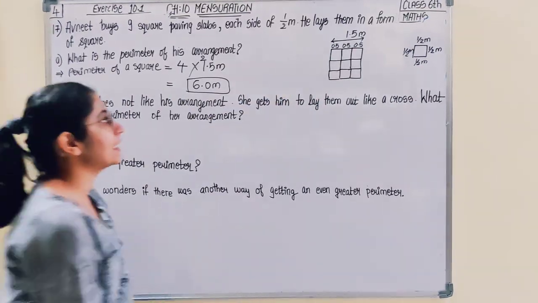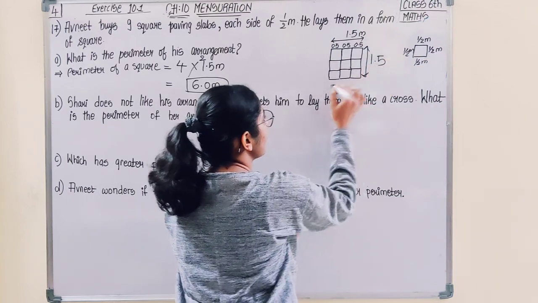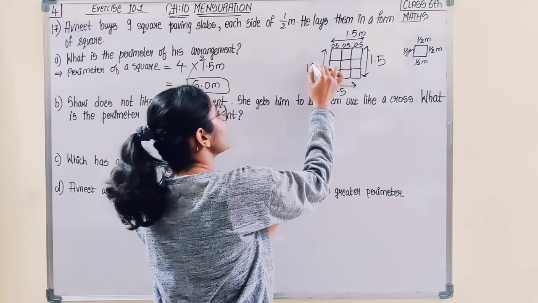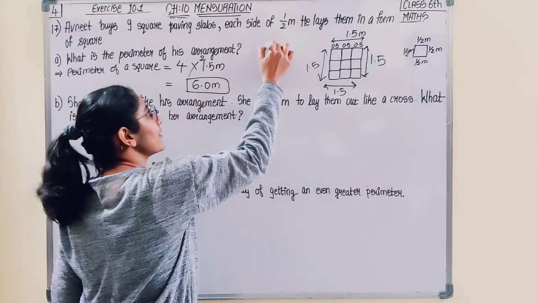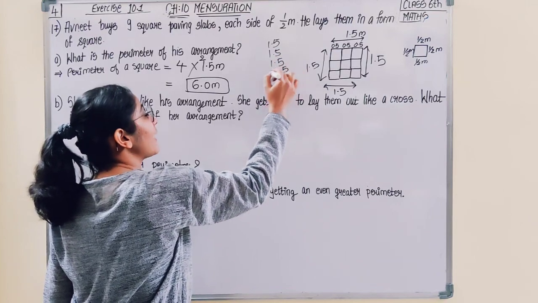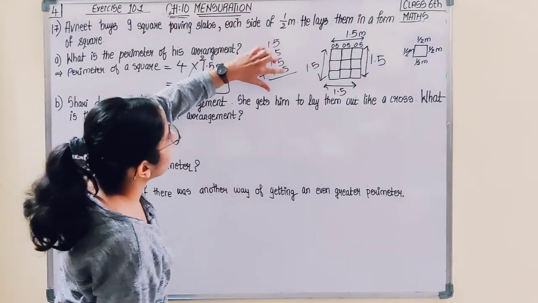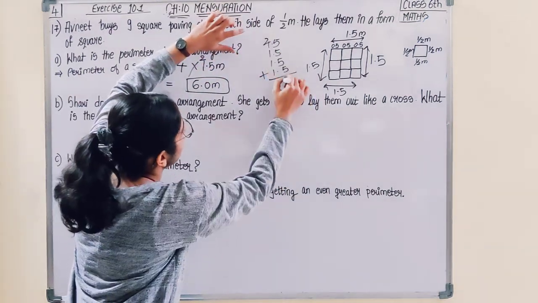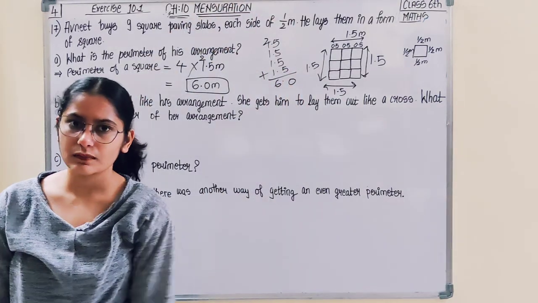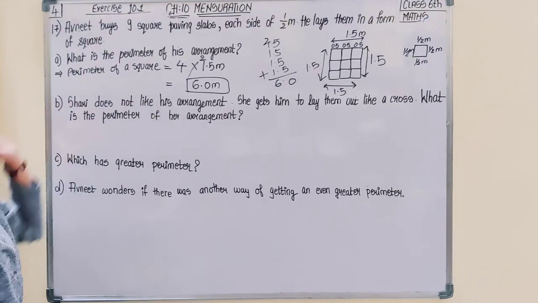If you want to calculate, you can calculate like this. 1.5. So ye bhi 1.5 hoga, ye bhi 1.5 meter hoga, aur ye bhi 1.5 meter hoga. If you add 1.5, 5 times, I mean 4 times, sorry, 4 times because it is a square. So 4 fives are 20. 1, 2, 3, 4, 5, 6, 6 meter. Clear?